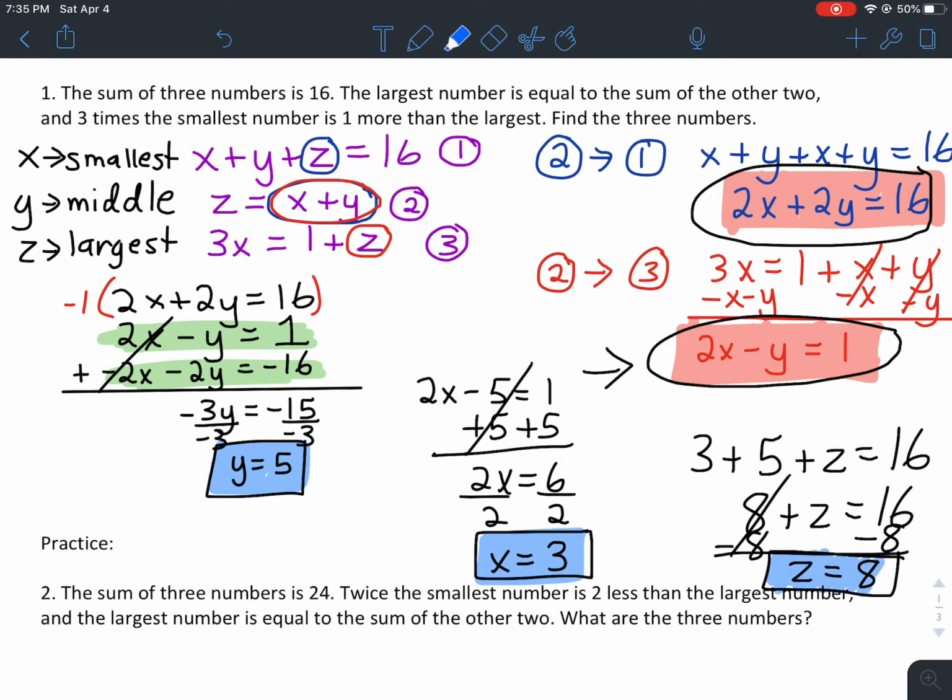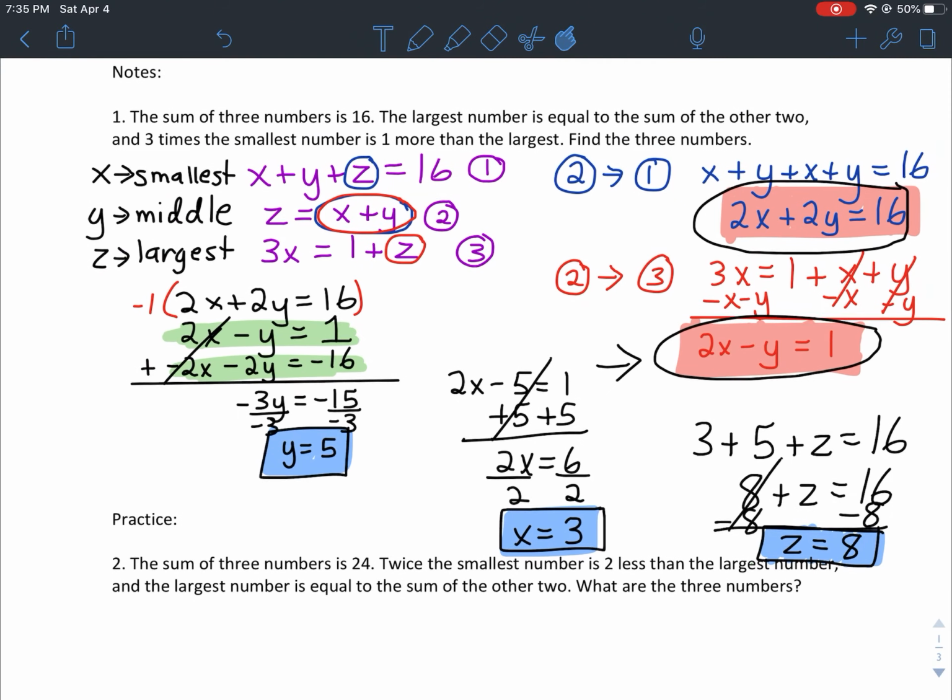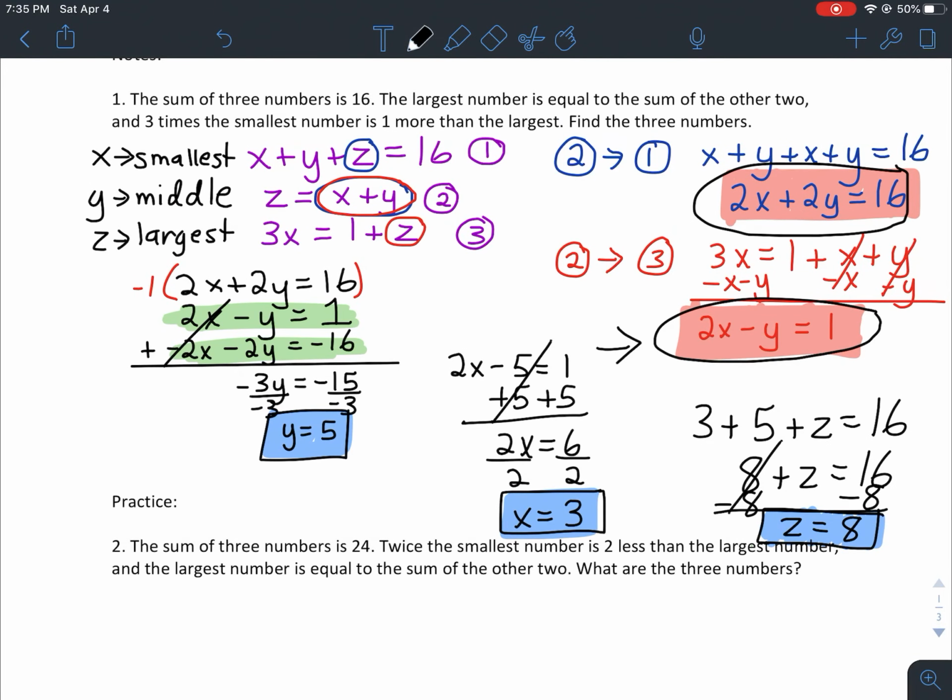And now I have my three numbers. 3 is the smallest, 5 is the middle number, and 8 is the largest number. So find the three numbers. The three numbers are 3, 5, and 8. And that is it for this problem.